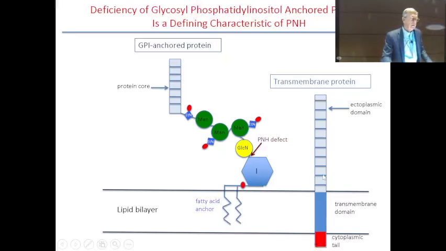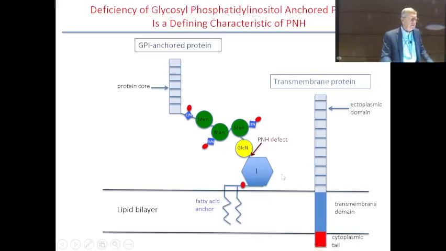Okay. So most proteins in cells have this structure. These are so-called transmembrane proteins. So they have an ectoplasmic domain, and this is the part of the protein that sticks out and is the business end of the protein. And then this is held in the lipid bilayer of the cell by a short sequence of hydrophobic amino acids. And then these typically have a cytoplasmic tail that oftentimes has some biological activity in and of itself.